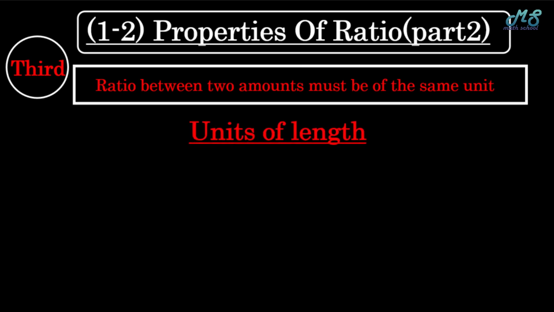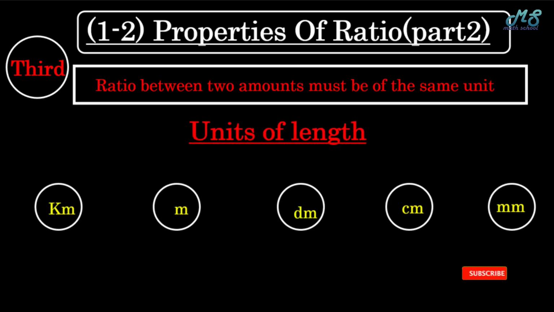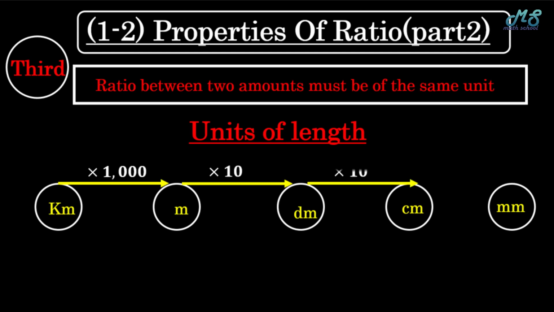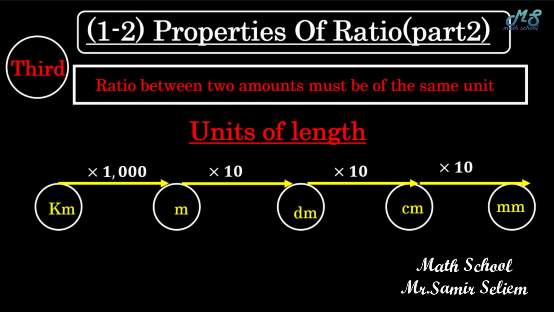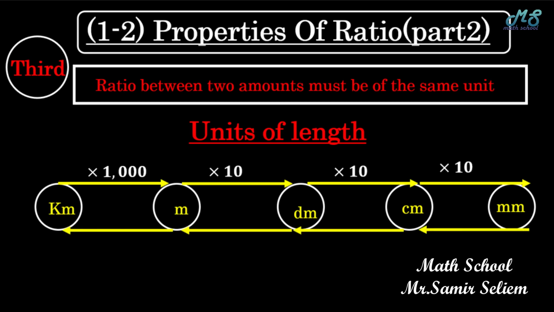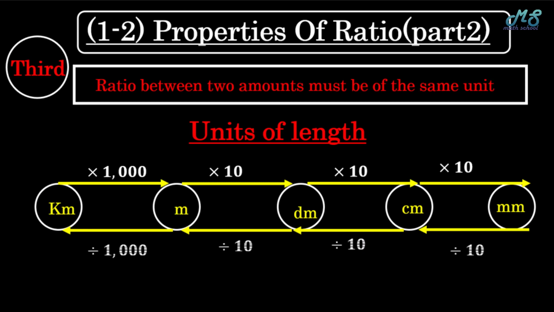First, units of length: kilometer, meter, decimeter, centimeter, millimeter. We studied before that to convert from a large unit to a small unit, we multiply, but to convert from a small unit to a large unit, we divide. From kilometer to meter, we multiply by 1000. From meter to decimeter, multiplying by 10. From decimeter to centimeter, multiplying by 10. From centimeter to millimeter, we multiply by 10. But don't forget, to convert from small unit to large unit, we divide.